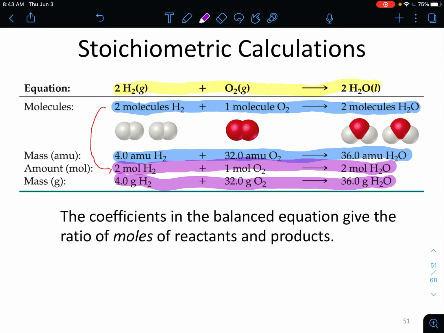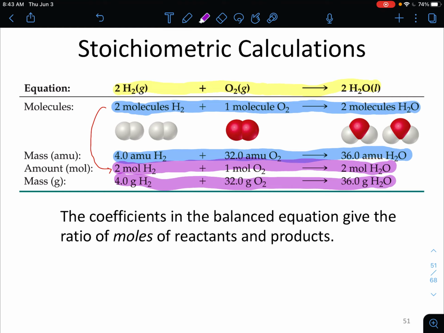And that's really important, right? If I'm running a reaction in the lab, I'm measuring gram amounts. I'm not measuring molecules or moles. So if I can more easily communicate with a balanced equation using gram amounts, that'll be really convenient. So having moles is a really big deal in terms of simplifying our ability to communicate with balanced equations.